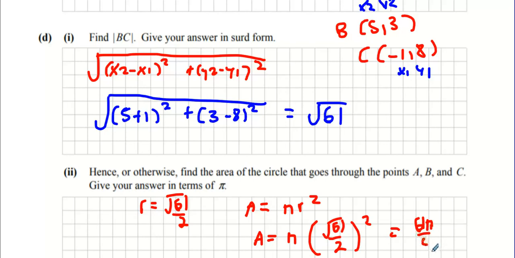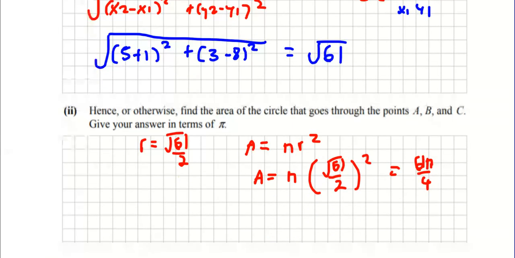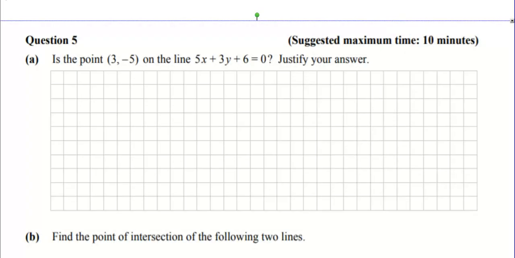61 pi over 4. Okay, let's move on to the next question. Question 5. Is the point (3, -5) on the following line?